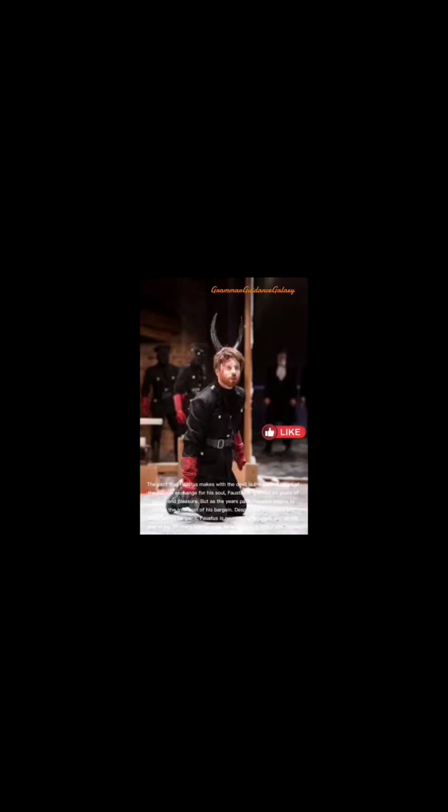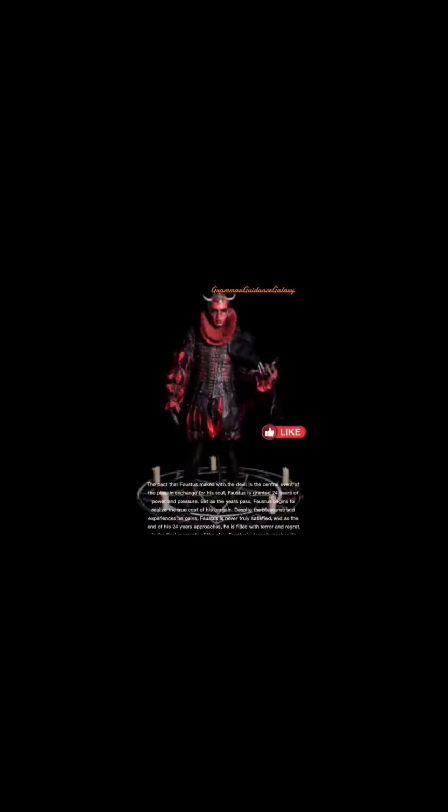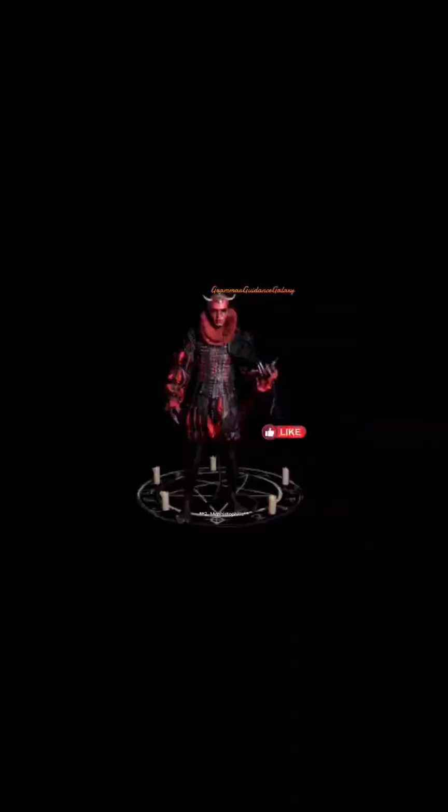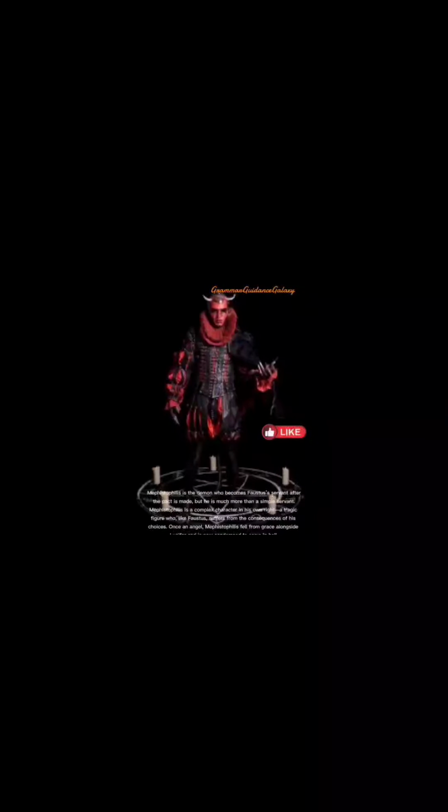The pact that Faustus makes with the devil is the central event of the play. In exchange for his soul, Faustus is granted 24 years of power and pleasure. But as the years pass, Faustus begins to realize the true cost of his bargain. Despite the pleasures and experiences he gains, Faustus is never truly satisfied, and as the end of his 24 years approaches, he is filled with terror and regret. In the final moments of the play, Faustus's despair reaches its peak as he faces the horrifying consequences of his choices.